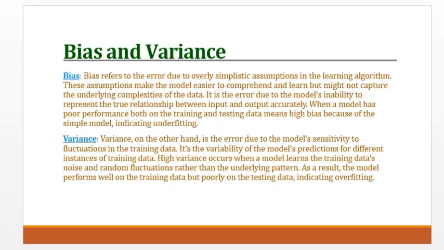Variance, on the other hand, is the error due to the model's sensitivity to fluctuations in the training data. It reflects how the model's predictions change when trained on different subsets of data. Now, the characteristics: high variance models are too complex and capture the noise as well as the important features, and this leads to overfitting, where the model performs well on training data but poorly on the testing data. For example, we use a high degree polynomial to fit a simple linear relationship, causing the model to memorize the training data altogether.